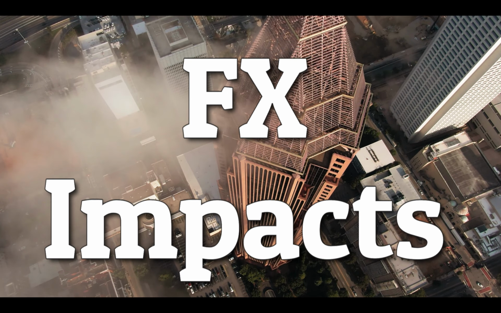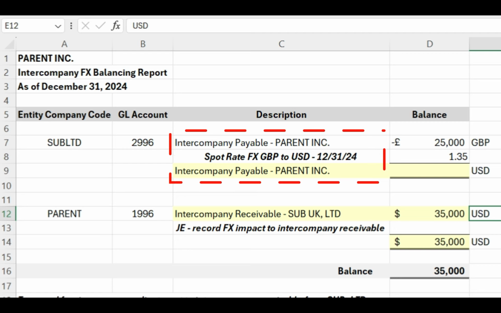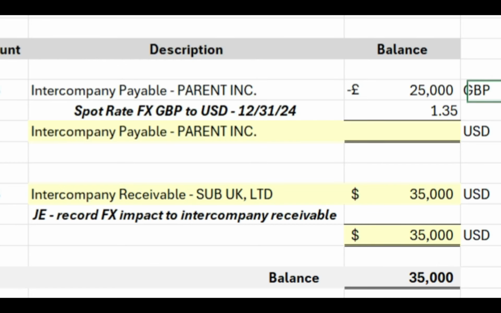Nuance number 2, foreign currency considerations. In this situation, we're going to compare an intercompany payable to an intercompany receivable. The intercompany payable is on the foreign sub. It's going to be in British pounds. The intercompany receivable is on the parent. That is in US dollars.